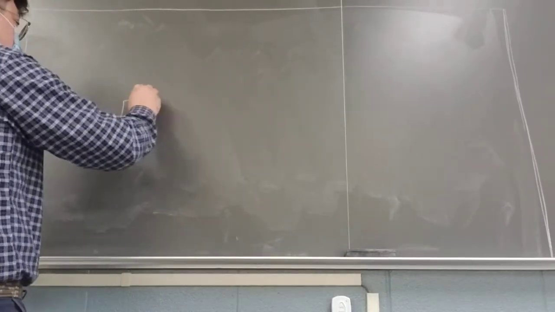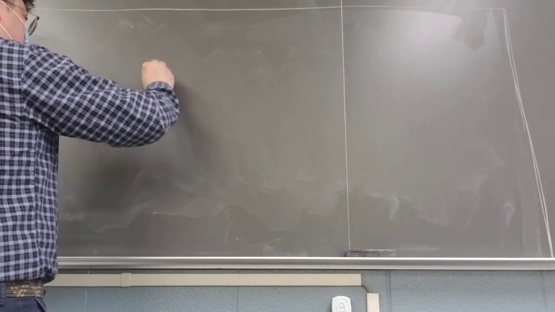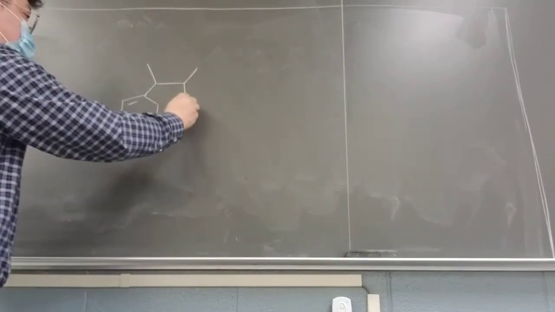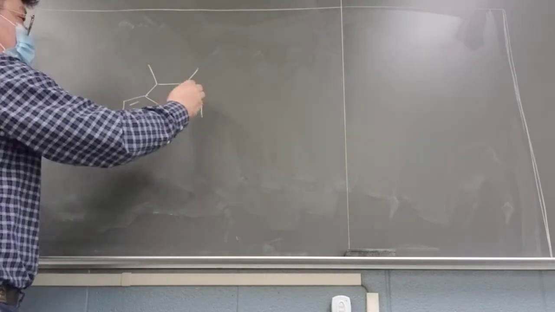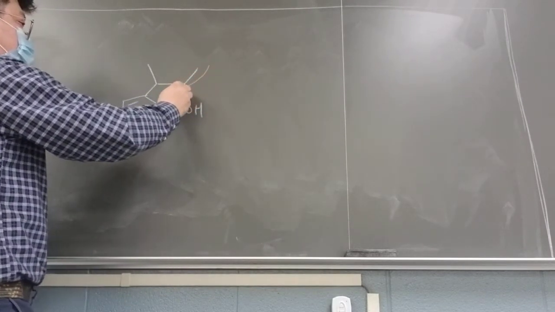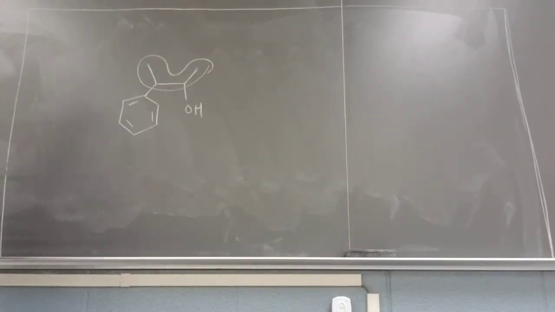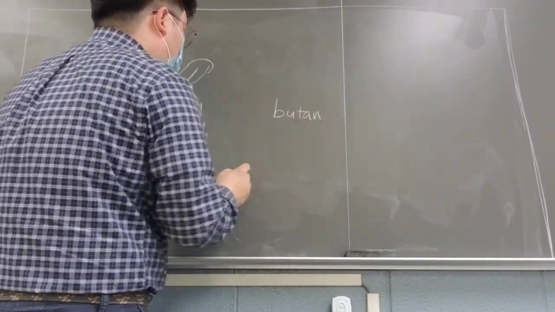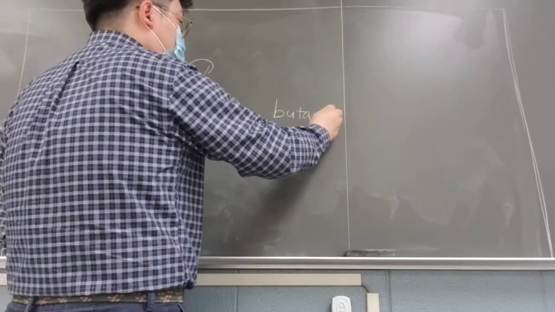All right, let's try to do this over here. Okay, so here what you can do is pretty much the same. You just need to find the longest carbon chain, which has 4 carbons in it. So it'd be butane, and you have a hydroxy group over there in your base, right? So it's a butanol. Okay.